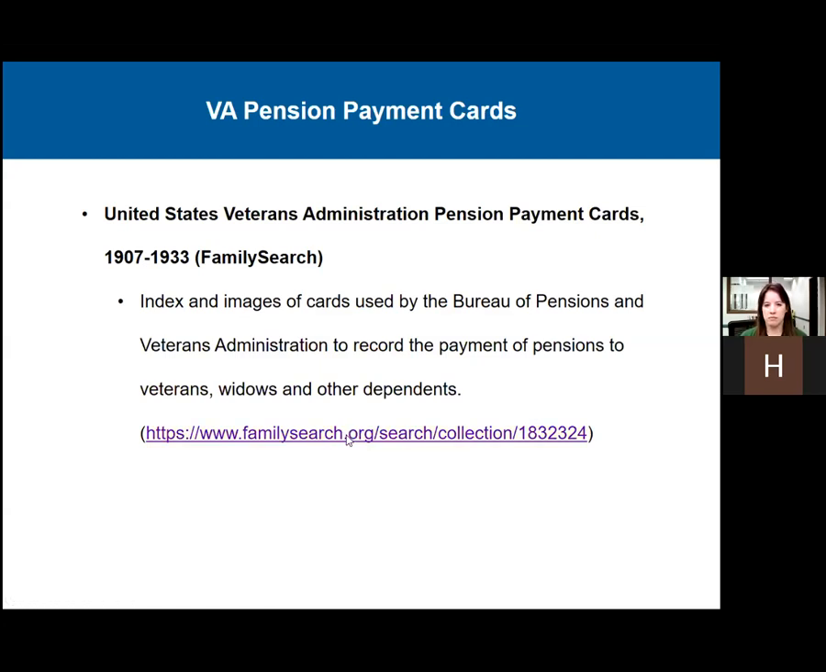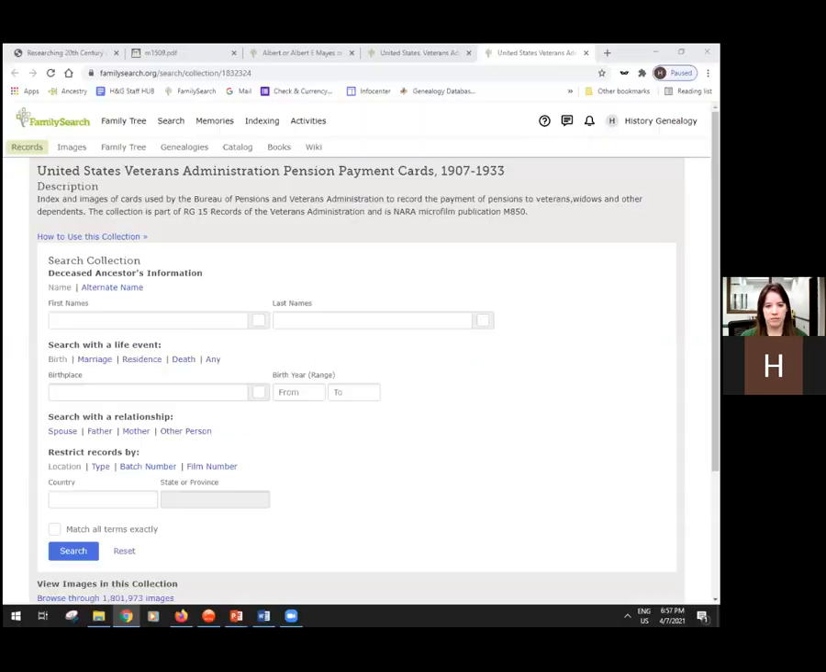So if you go to the collection United States Veterans Administration pension payment cards, it covers the years 1907 to 1933. So it's a quite broad year range. So it can cover a lot of those registrations that we talked about earlier, and the various ages that people would have been throughout that time period. So it's a lot broader than that just 1 year 1918 collection set.